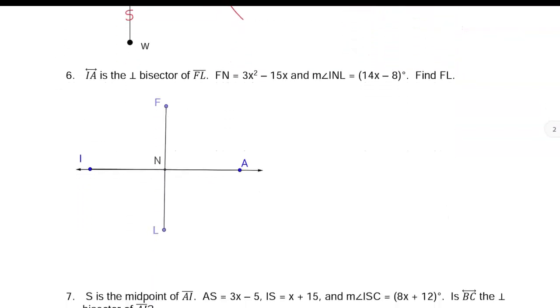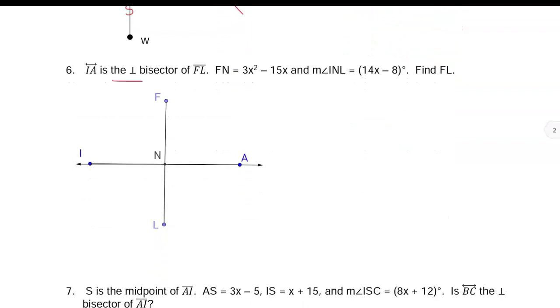Okay, number 6. IA is the perpendicular bisector of FL. So FL is being bisected here. So let's get that marked on the diagram. And then I'm going to put the algebra in. They're telling me FN is 3x squared minus 15x. And then angle INL. Well, I know INL is a right angle because we had a perpendicular bisector there. So INL is a right angle, and its measure, the algebra for it, is 14x minus 8.